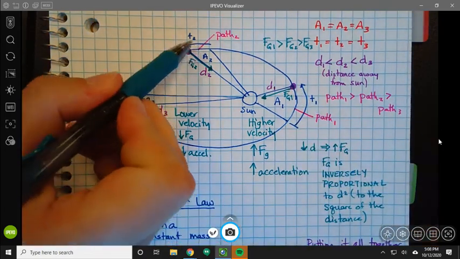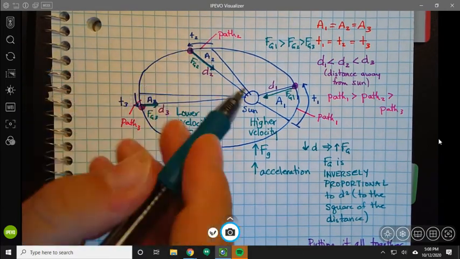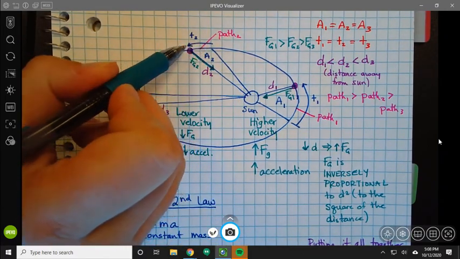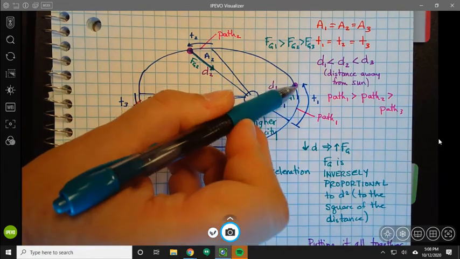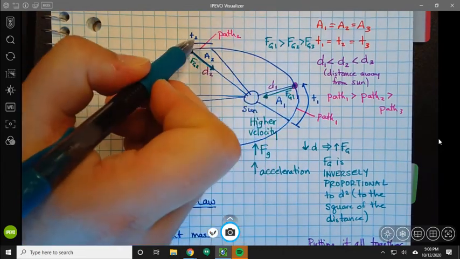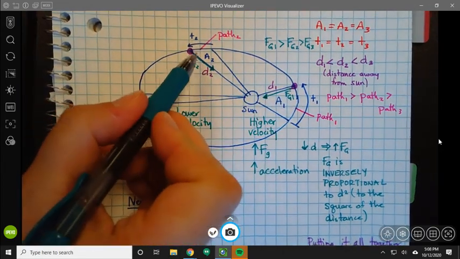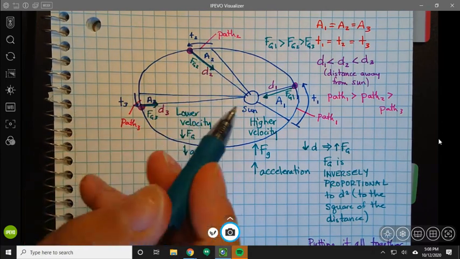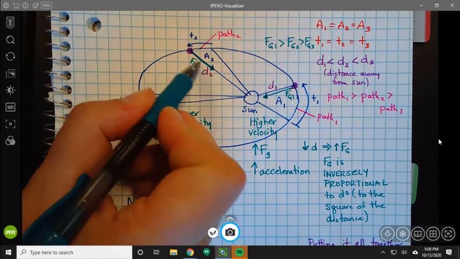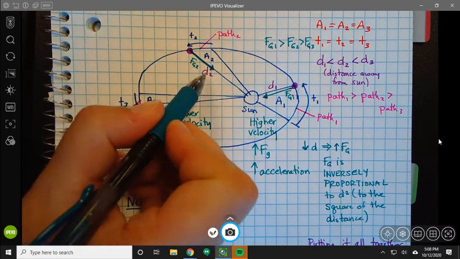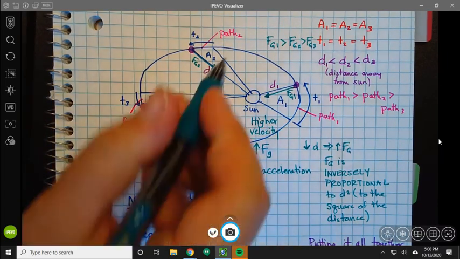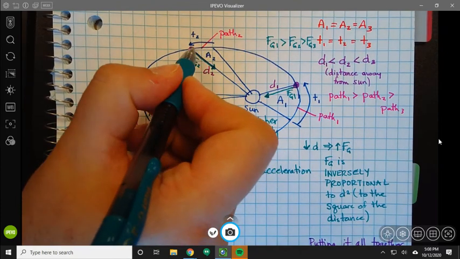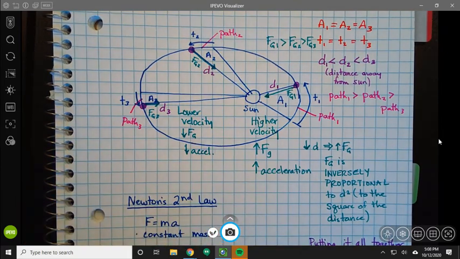Same thing up here at position 2. This is time 2, which is the exact same amount of time as here. So if that's 1 week, this is 1 week. The area in here is area 2. The distance away from the sun is D2. And here is the path. That's path 2.